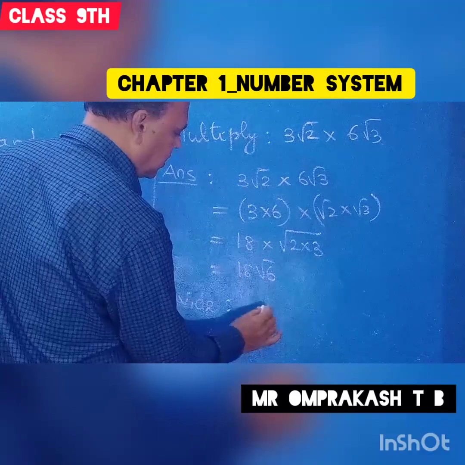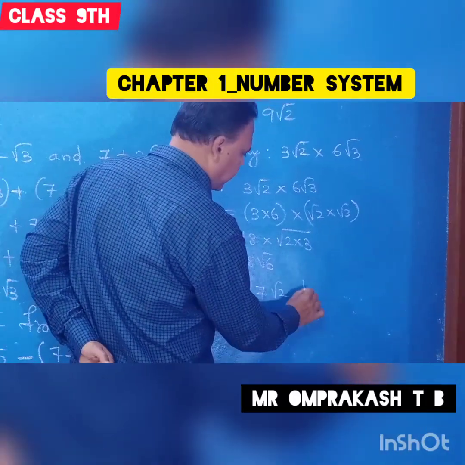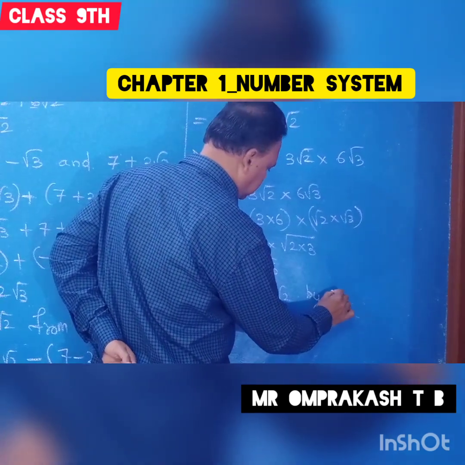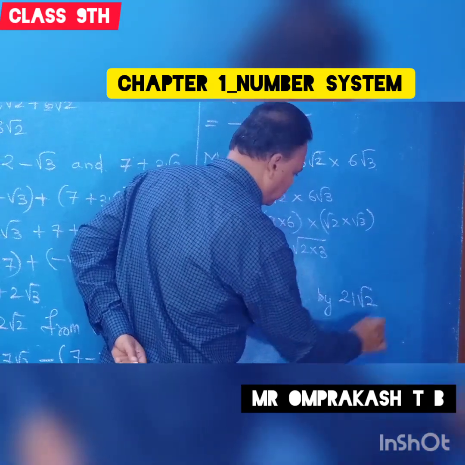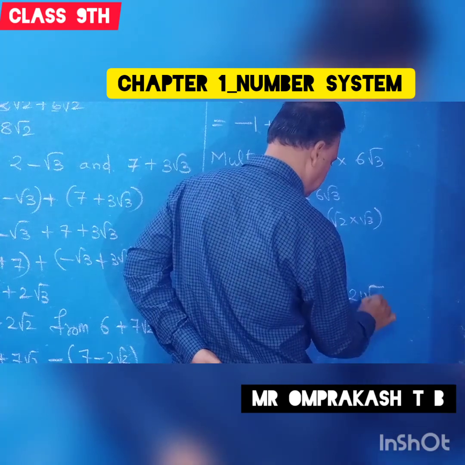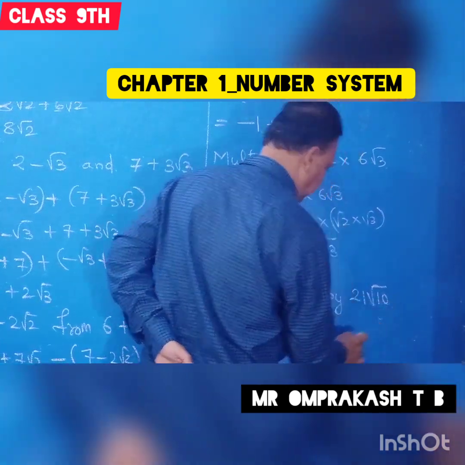Divide 7 root 2 by 21 root 2 or root 6, 21 root 6 or 10.